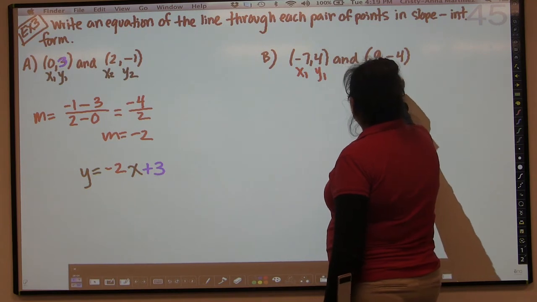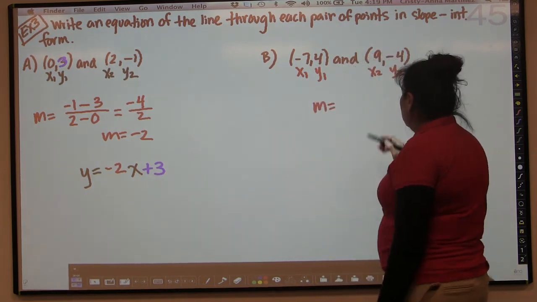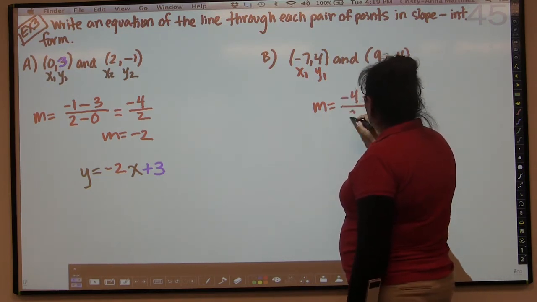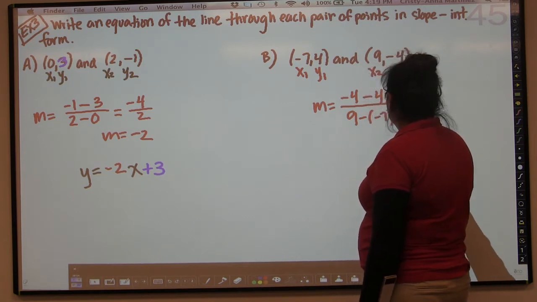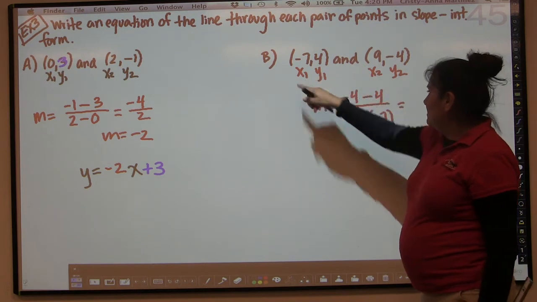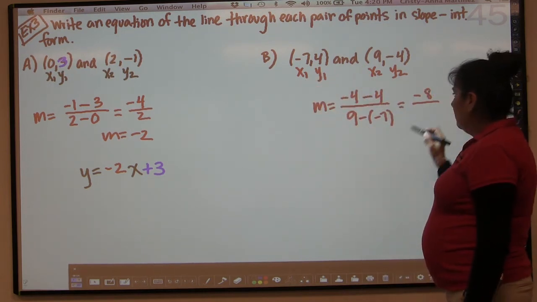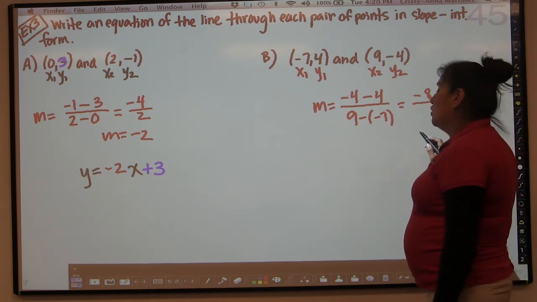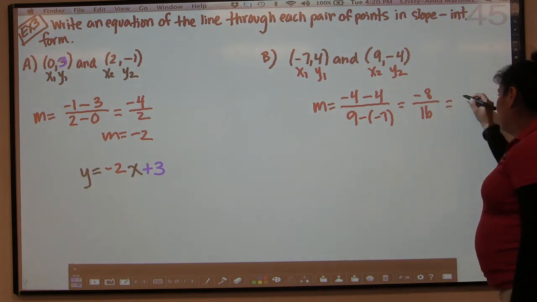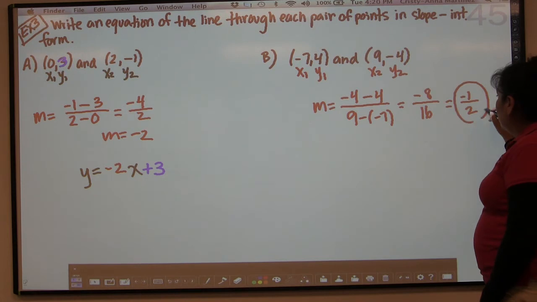x1, y1, x2, y2, just going to label my points here. And to find the slope this time, we're going to go negative 4 minus 4 over 9 minus negative 7. So y2 minus y1 and x2 minus x1. Be careful with those minus negatives. Negative 4 minus 4 is negative 8. And then 9 plus 7 is going to be 16. And luckily, 8 goes into 8 una vez. And 8 goes into 16 2 times. So your slope is negative 1/2.